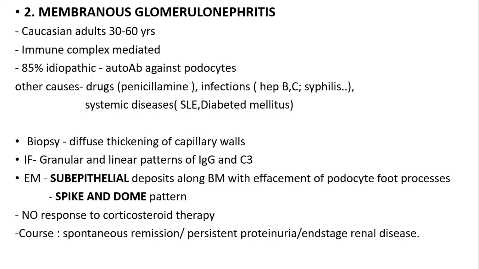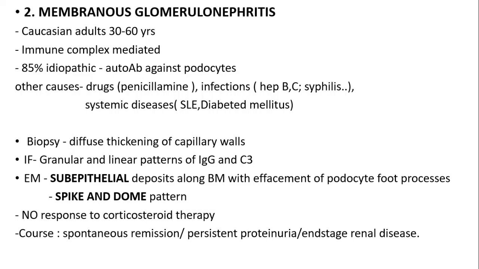But 15% of patients have an underlying disorder. The rest of the 85% of patients are idiopathic. Patients are of age 30 to 60 years, so no possibility of minimal change disease here, right? So this is a glomerulonephritis of adults presenting with nephrotic syndrome. Only for 15% will you find the etiological aspect, 85% idiopathic.